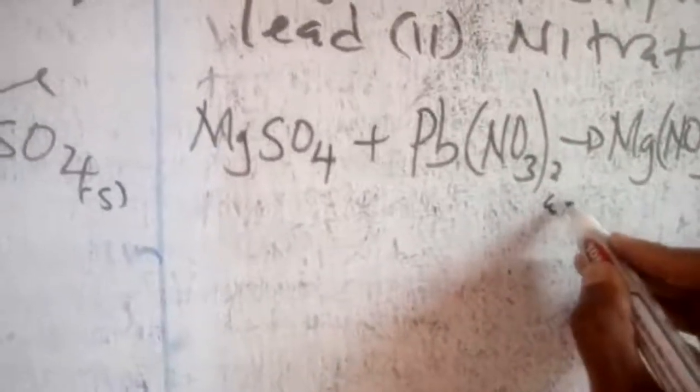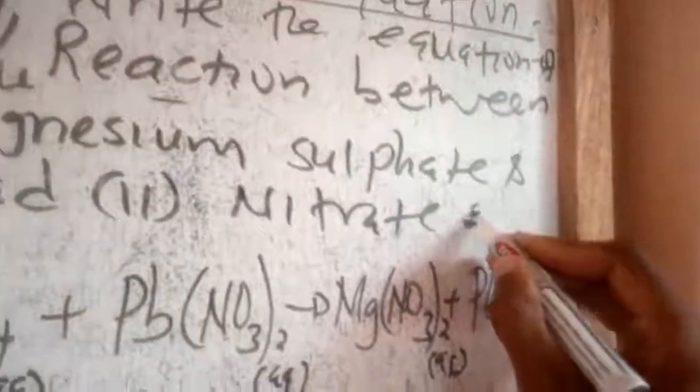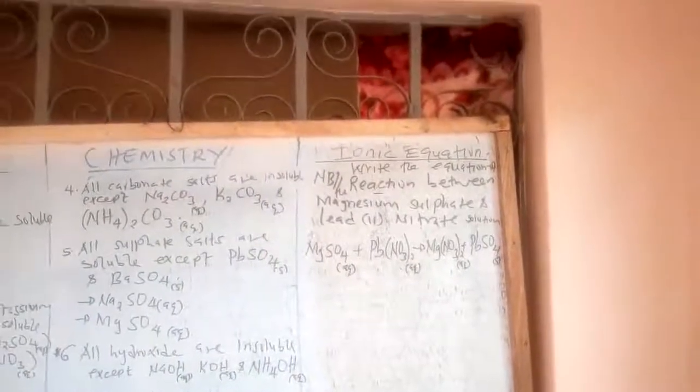Also it falls under that category of nitrates, and it means that it should dissolve in water to form a solution. And what about sulfate? It is also soluble, because the magnesium sulfate and lead nitrate are supposed to be in solution and react. So the reaction: write the equation of the reaction between the magnesium sulfate and lead nitrate solution.